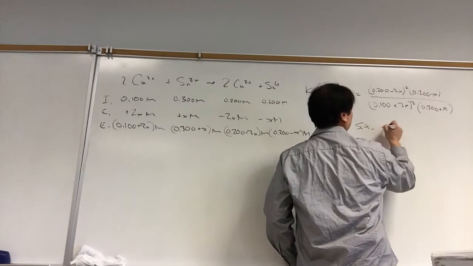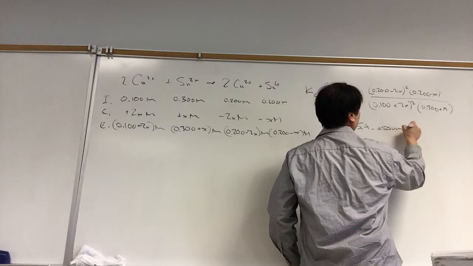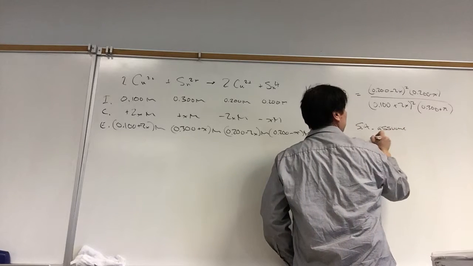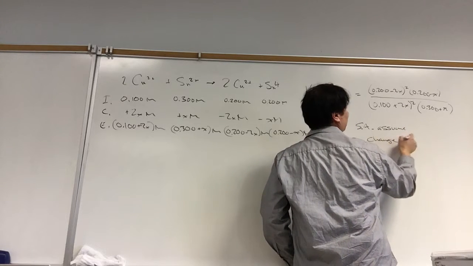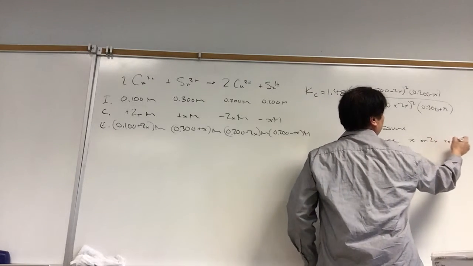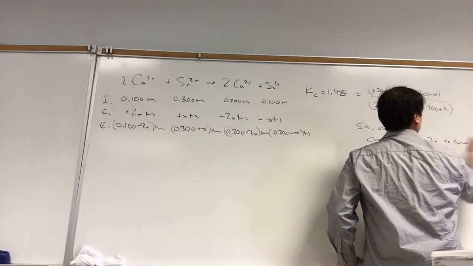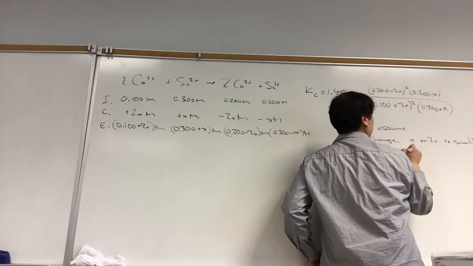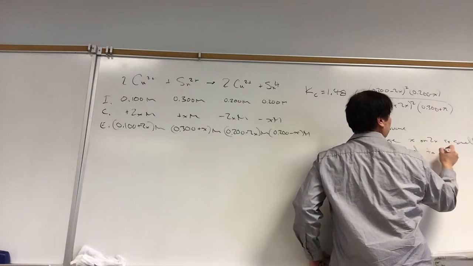SA is assume x is very small compared to the initial. Assume the change. Now the change is either going to be x or 2x. X or 2x is small compared to the initial.